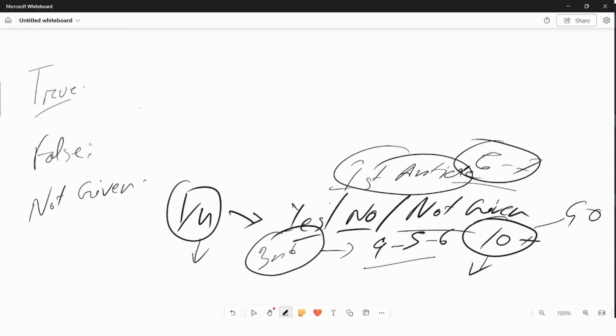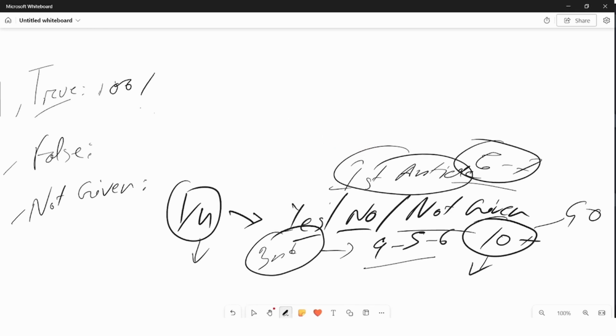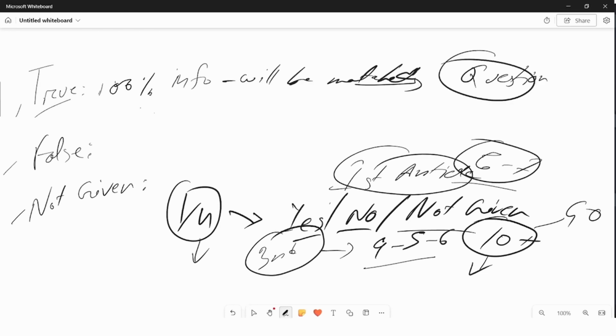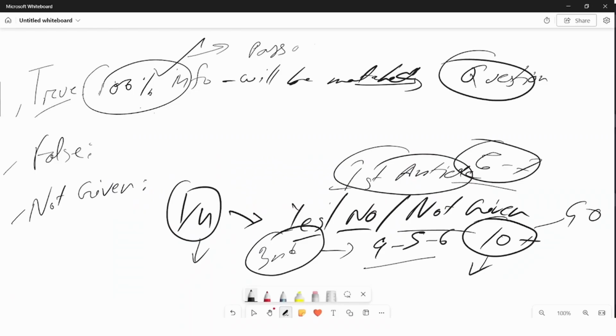Most of the students have confusion with false and not given. Some other students also have a problem with true. So let's go and try to solve it. First of all, to become true, 100% of the info, I'm not saying 98%, 100% of the info from the question will be found in the passage, not 99%, not 98%, 100% is the thing. And there is a similarity between false and not given, so that's where students face the most problem. Let's talk about the similarity first.